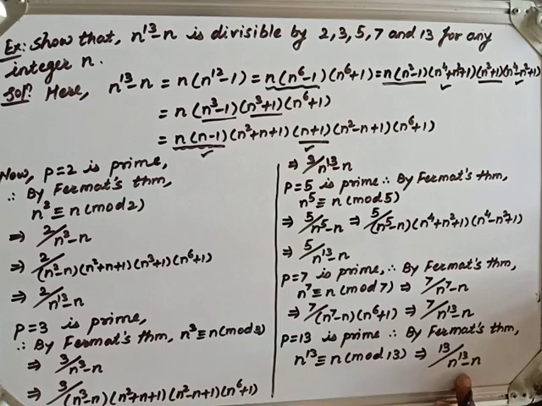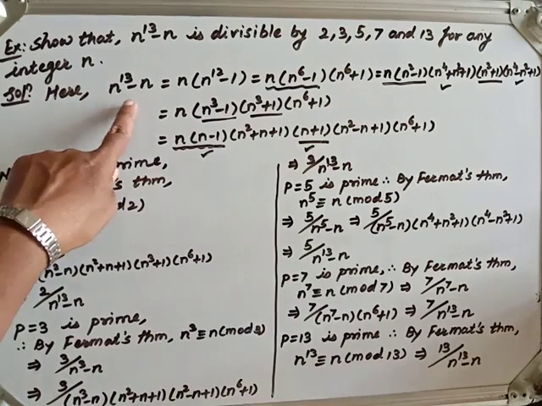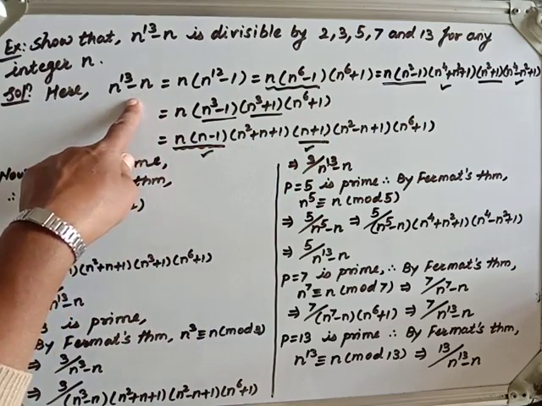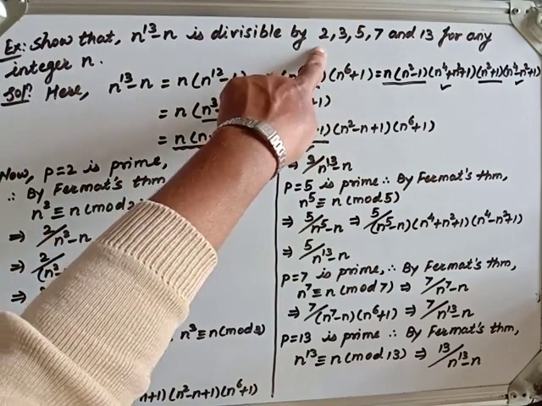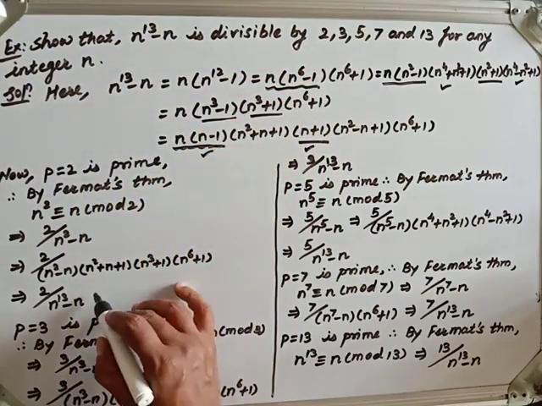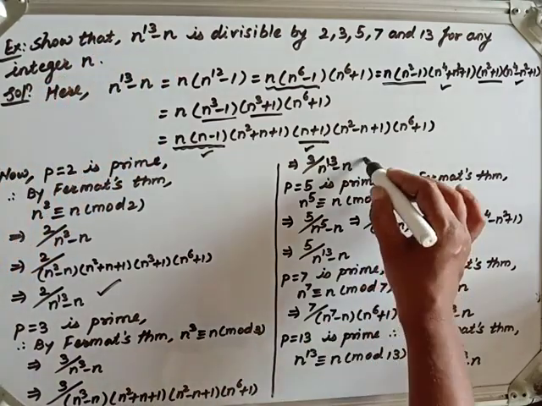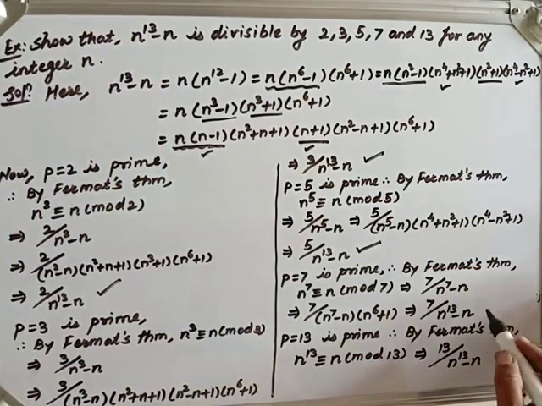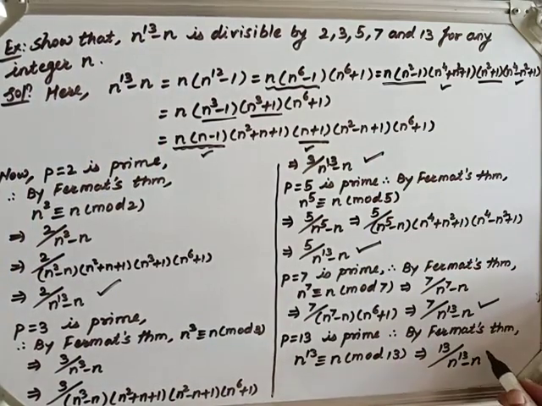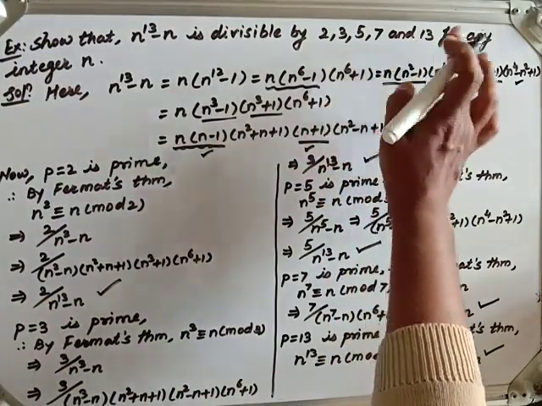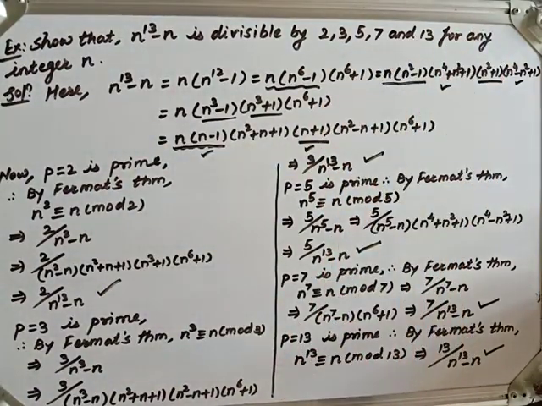n. So now as such, simply do the factorization of the given polynomial in n, fine, and we can use the Fermat theorem. We can easily show, look at here, we have shown 2 divides n raised to 13 minus n, fine, 3 divides n raised to 13 minus n, 5 divides n raised to 13 minus n, 7 also divides n raised to 13 minus n, and 13 also divides n raised to 13 minus n. So hence n raised to 13 minus n is divisible by 2, 3, 5, 7 as well as 13 for any integer n.